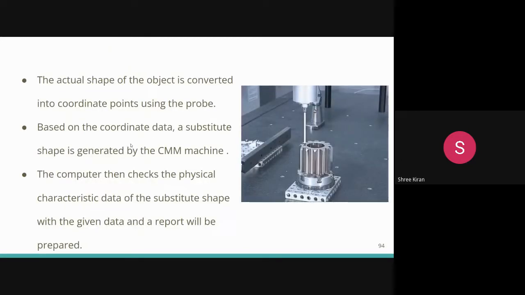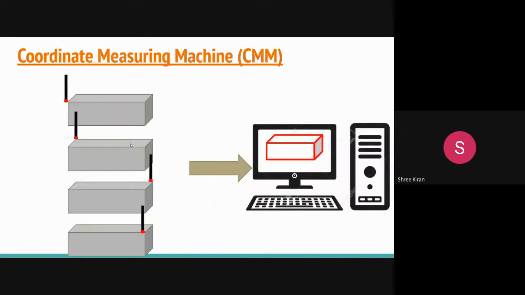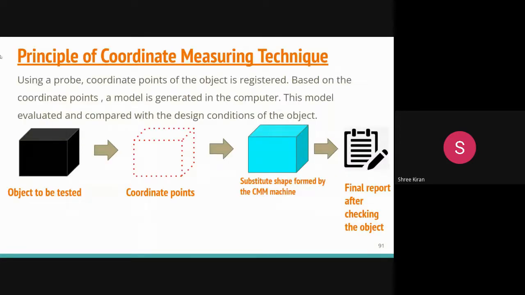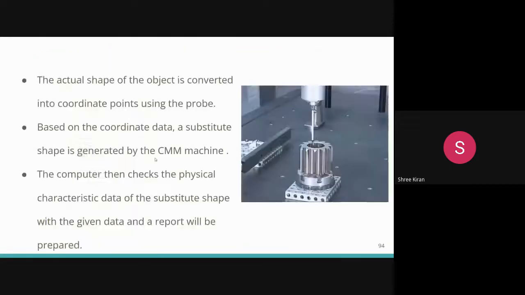In the case of CMM, the actual shape of the object is converted into coordinate points using the probe. So with the help of the probe, the object is turned into coordinate points. That's what we are saying over here. The actual shape of the object is always getting converted into coordinate points using the probe.